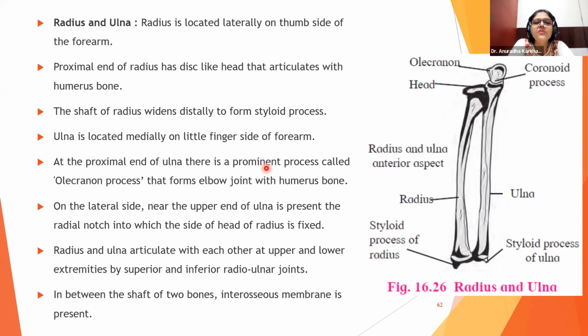The shaft of the radius widens distally to form a styloid process. Ulna is located medially, on the little finger side. तो ये little finger के पास से जो जा रहा है वो अपना ulna है. Thumb के पास से जो जा रहा है वो अपना radius है. So here also you can see this. ये देखो. साइज में भी डिफरेंस समझ में आ रहा है.